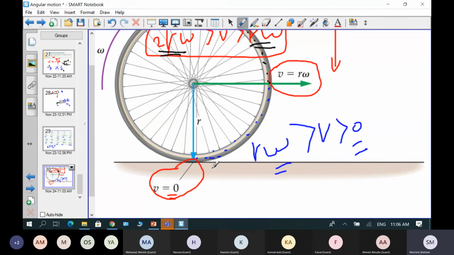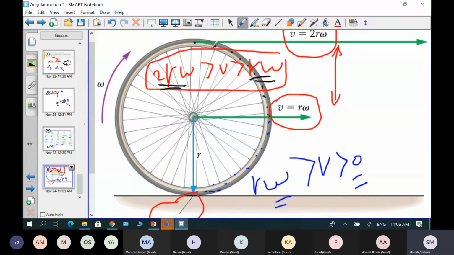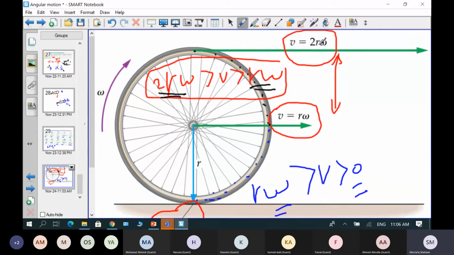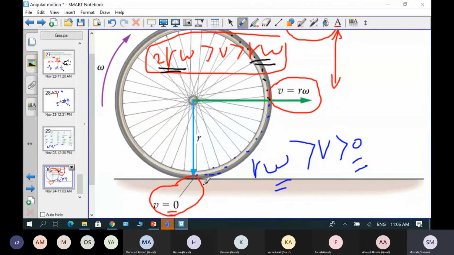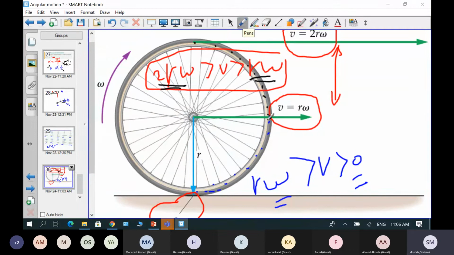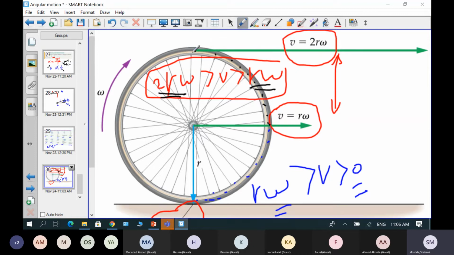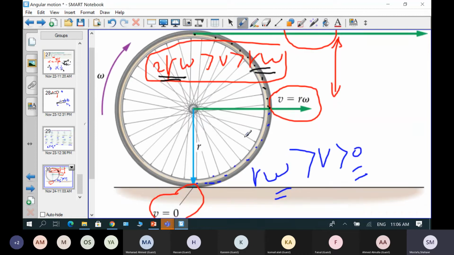So I said the velocity of the edge here ranges in the cycloid. The top will have a double R omega, the bottom is 0, and ranging between that. And the middle is R omega. So from here to here in the black dots, it's ranging between R omega and double R omega at the top. And in the bottom, it will range between 0 at the bottom, where V will be greater than 0 from this one, and less than R omega.